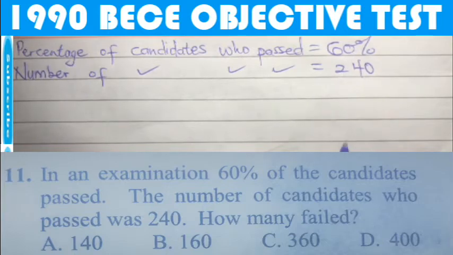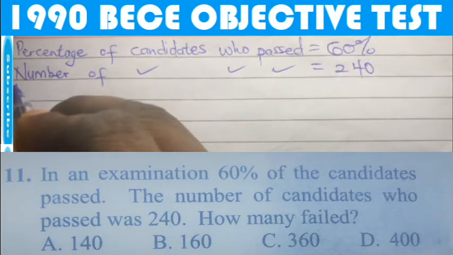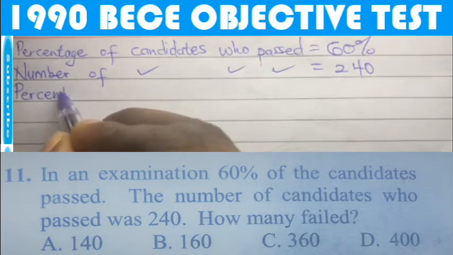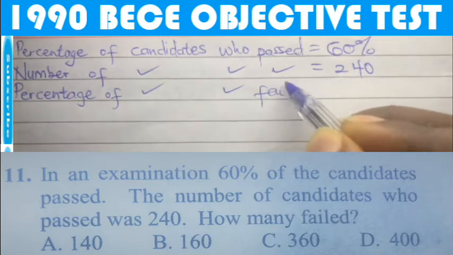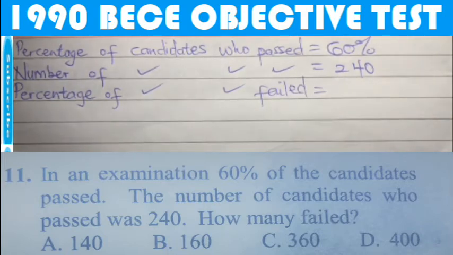These two are equivalent, okay? The two that we have there are equivalent. Now, there is the need for us to find the percentage of candidates who failed. Let's do that. Failed. So the percentage of candidates who failed is clear, and that will be 40%, because in totality, we have 100% of the candidates writing the examination. So if 60% passed, it means that the remaining 40% have failed.